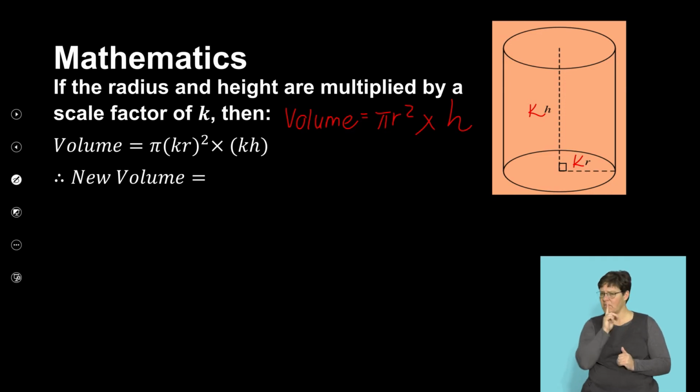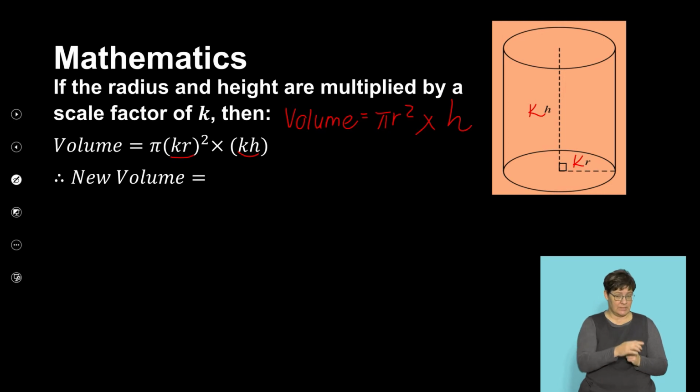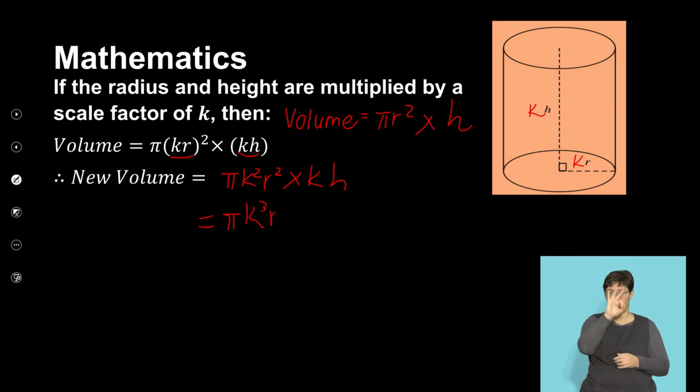So the area of the bottom circle multiplied by the perpendicular height. But I now have new expressions for my new radius and my new height, and those are kr and kh. So all I've done is replace my radius with kr, and I've replaced my height with kh. So my new volume will be pi k squared r squared times kh. And if I simplify that one line further, it's going to be pi k cubed r squared h.